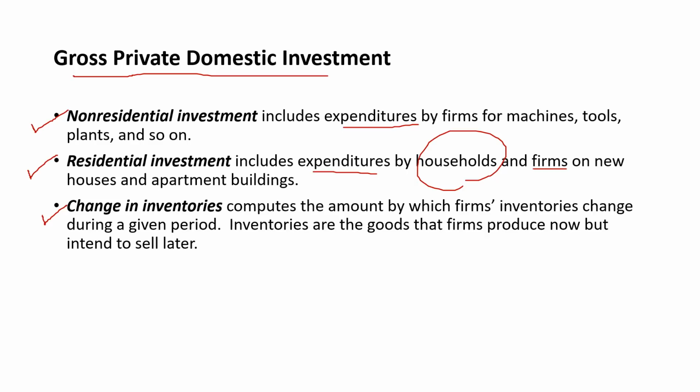And finally, change in inventories. Change in inventories computes the amount by which firm inventories change during a given period. Remember, inventories are goods that the firm produces now but intends to sell later. So they are going to produce these products now, but they are going to sell them in the future. The increase in business inventories is counted in the calculation of GDP, so new goods that are produced but unsold are still counted in the year in which they are produced.